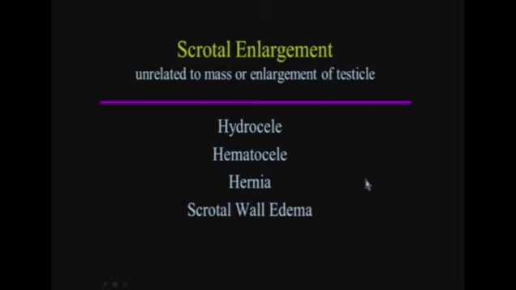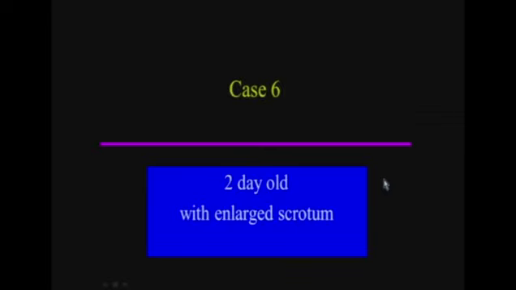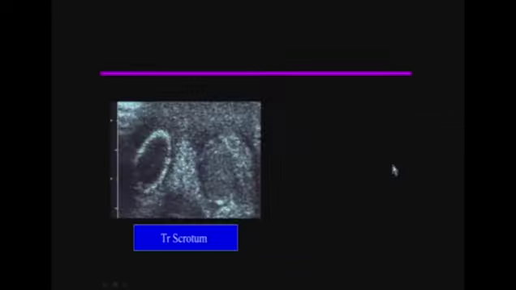Scrotal enlargement unrelated to mass or enlargement of the testicle may be seen with hydrocele, hematocele, hernia, or scrotal wall edema. A sixth case, a 2-day-old with an enlarged scrotum. We see 2 testes. One appears relatively homogeneous. It's a technically difficult case to do.